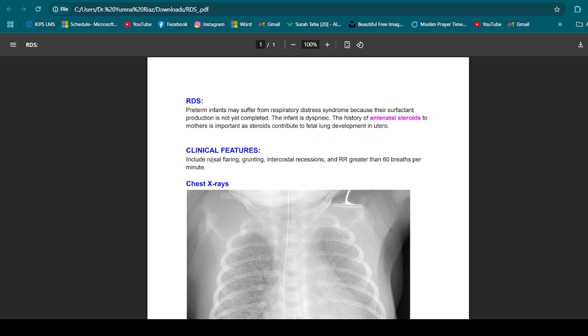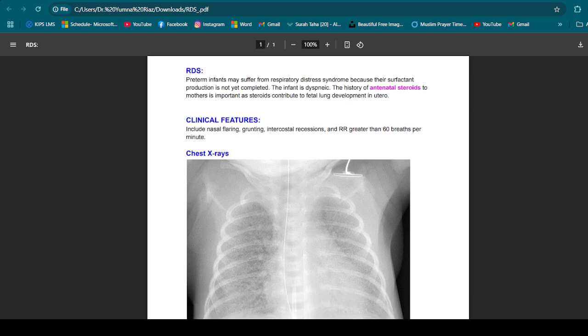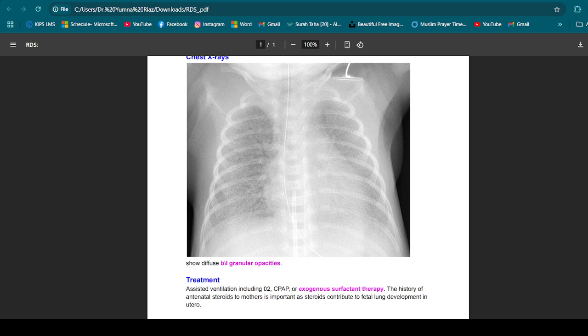Clinical features. They include nasal flaring, grunting, intercostal recessions, and a respiratory rate greater than 60 breaths per minute. You may have noticed that the clinical features are the same as TTN that we discussed in the previous video. So the difference comes in the chest X-ray. Here the chest X-ray shows bilateral granular opacities. You can see that the opacities are more coarse, and in TTN the opacities are perihilar.